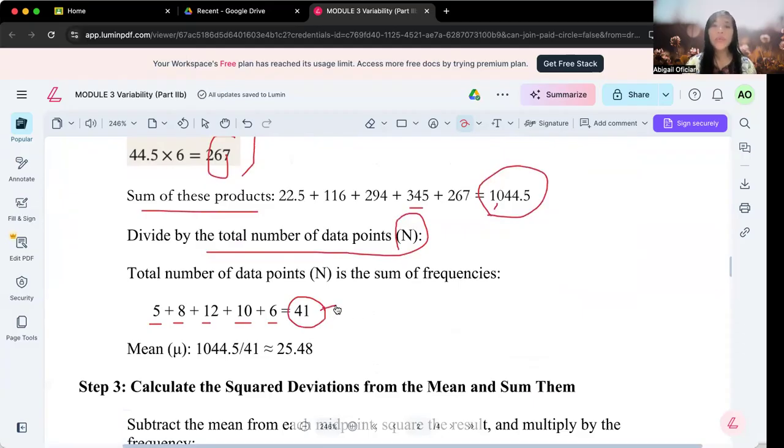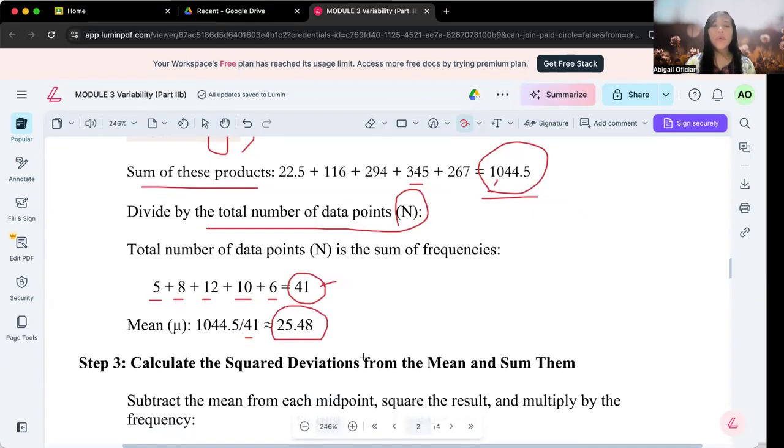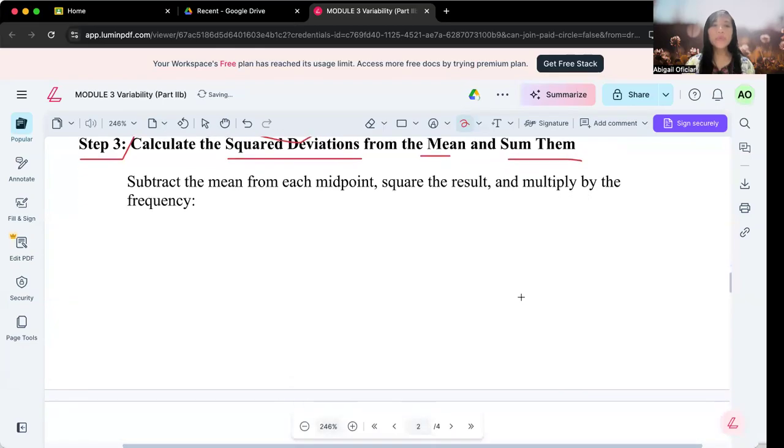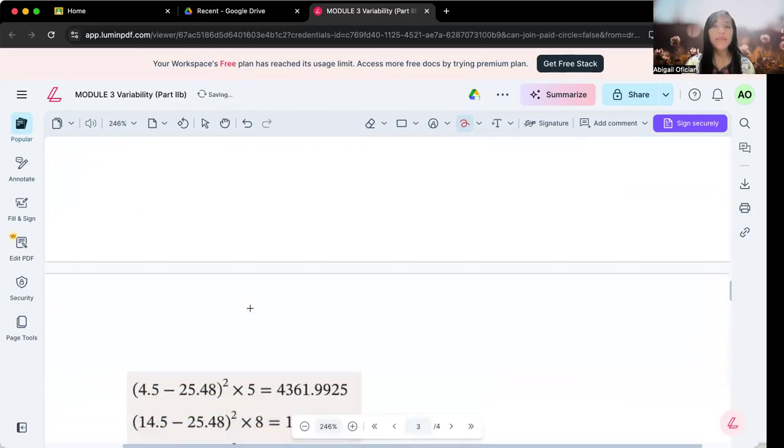Since we have the value 41, the number of data points, let's now divide the sum of the products, which is 1,044.5, divided by 41, which is 25.48. So our mean is 25.48. Now, since we have the mean, we will proceed to step 3. We will calculate the square deviation from the mean and sum them. To do that, we will subtract the mean from each midpoint, square the result, and multiply by the frequency.